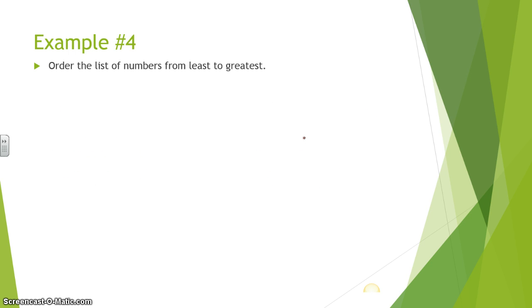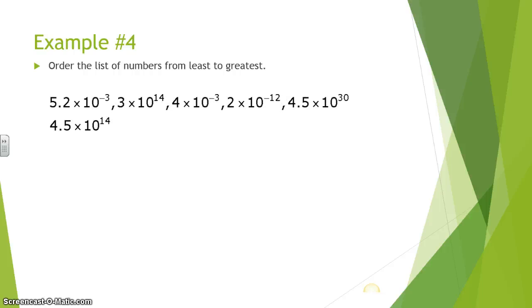This last example, they are going to give you various scientific notation values, and they want you to put them in order from least to greatest. So here are the values. We have 5.2 times 10 to the negative third, 3 times 10 to the 14th, 4 times 10 to the negative third, 2 times 10 to the negative 12th, 4.5 times 10 to the 30th, and 4.5 times 10 to the 14th.